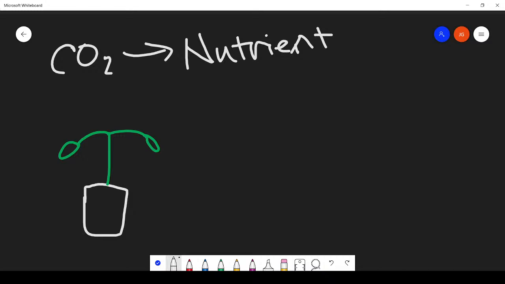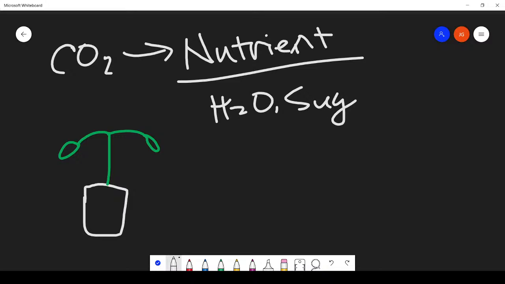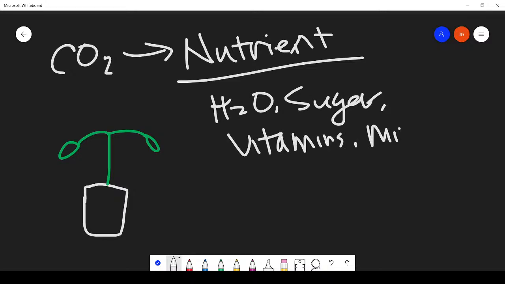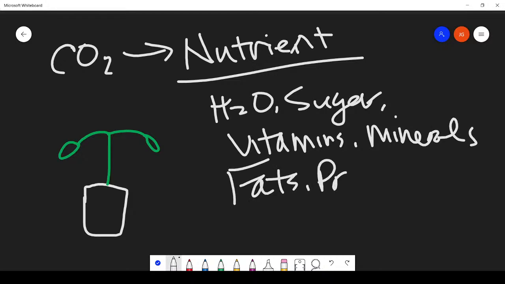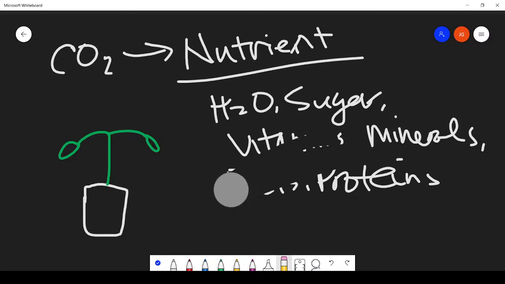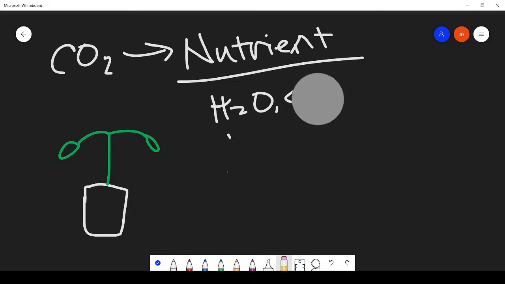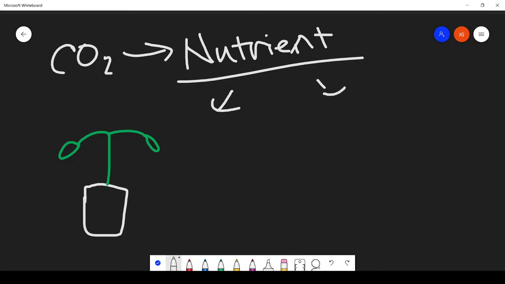Now, first off, there are a lot of nutrients. Technically, from a health perspective, water is a nutrient, sugar is a nutrient, your vitamins, minerals. There are two more, fats and proteins. These are your 6 basic nutrients in health. But I focused on 4, and that was because I had ways to actually measure them. Actually, I focused on 2. I'm sorry, I messed up.